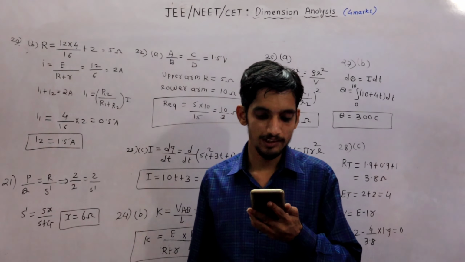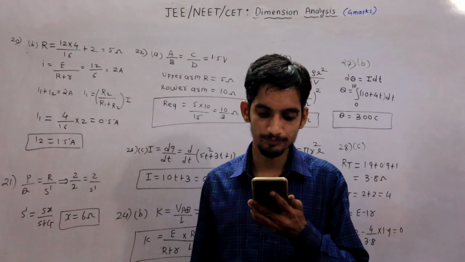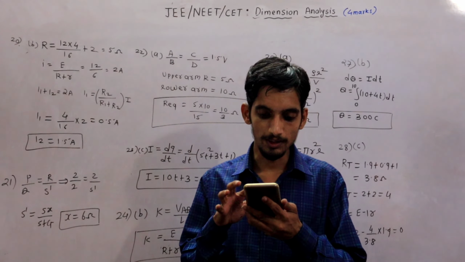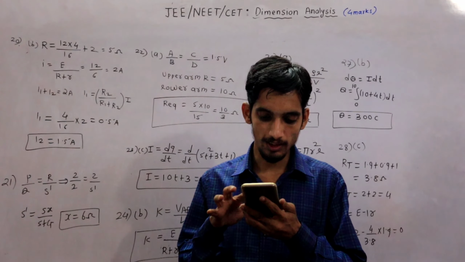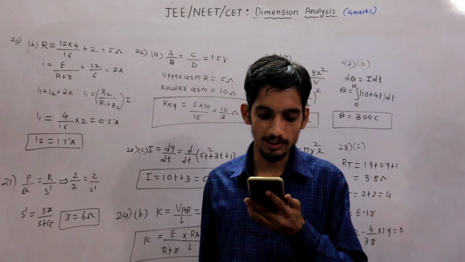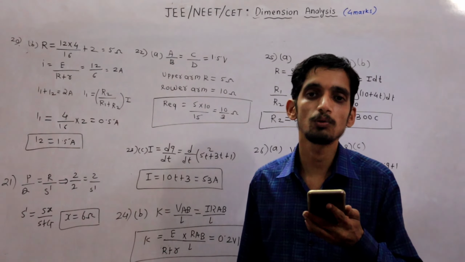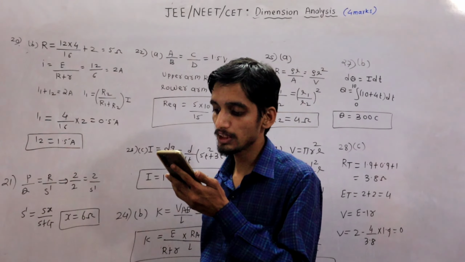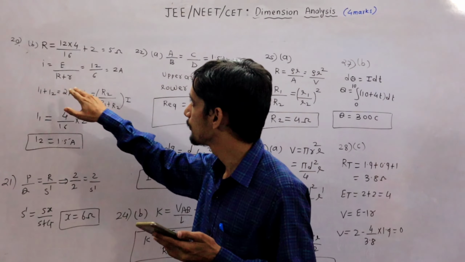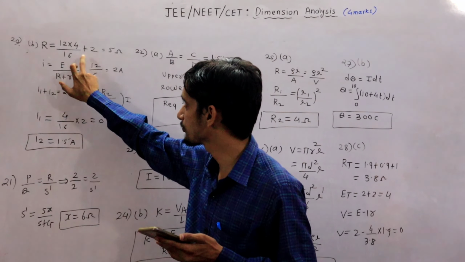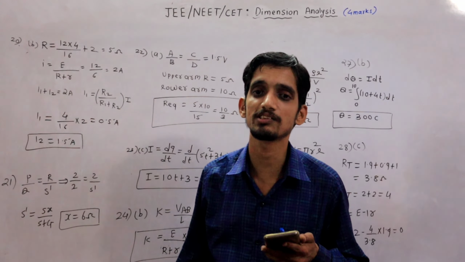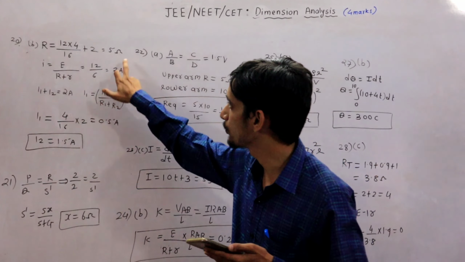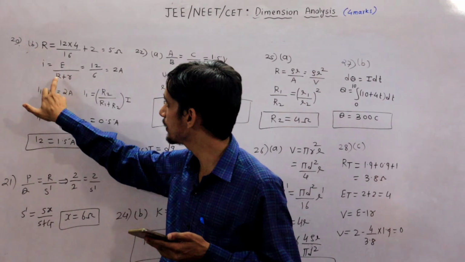Now question number 20. In question number 20, they are asking us, in the circuit shown below, the currents I1 and I2 are? In question number 20, first we have to calculate that 12 and 4 are in parallel, which gives me 12 into 4 by 12 plus 4, which is 3, and the 2 ohm resistance is in series, so it is 5 ohm. So I is equal to E upon r plus R.